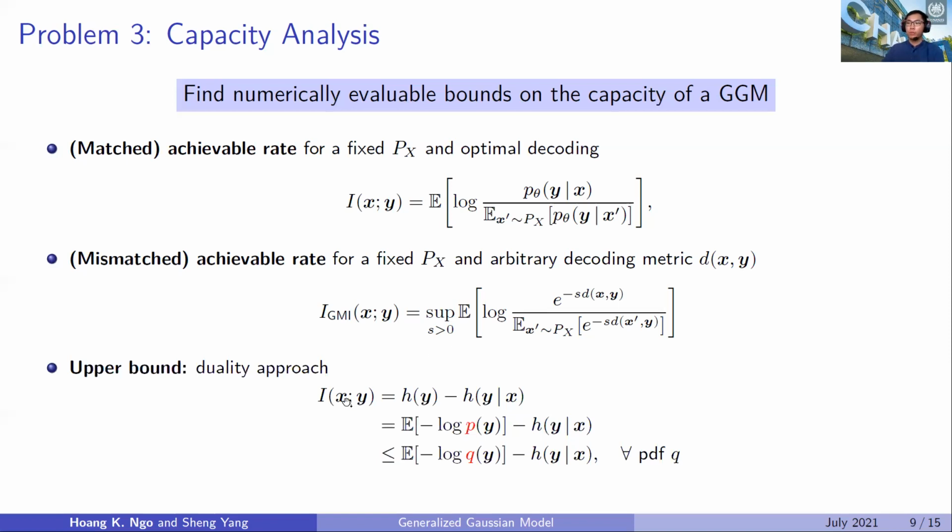So we write the mutual information as a difference between the entropy of the output and the conditional entropy of the output given the input. The entropy of the output can be evaluated by taking the mean of the minus log of the true PDF P of Y. Now, if we replace this true PDF P by an arbitrary PDF Q, then we obtain an upper bound on the mutual information. And the key here is to choose a proper auxiliary output distribution Q such that we have a tight bound.